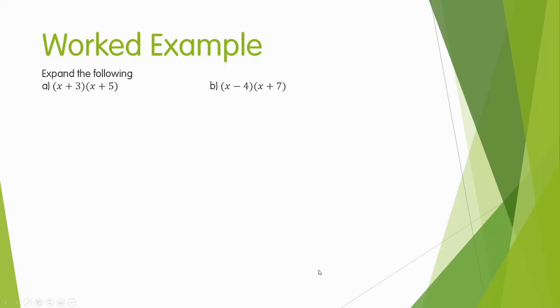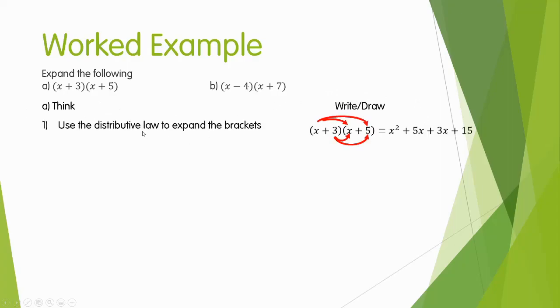So here we have our examples. We have x plus 3 multiplied by x plus 5. And we have x minus 4 multiplied by x plus 7. So here's my thinking, here's my workings to show my teacher what I am doing. So we will use the distributive laws to expand those brackets. So we're using the FOIL method here, x times x, x times 5, 3 times x, 3 times 5, and I've rewritten it here.